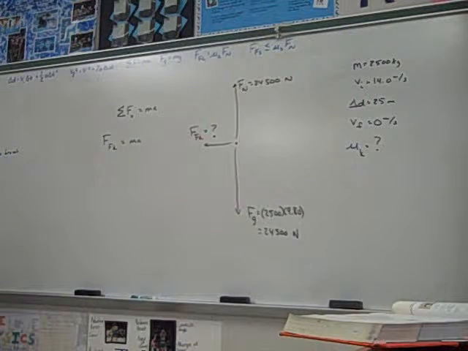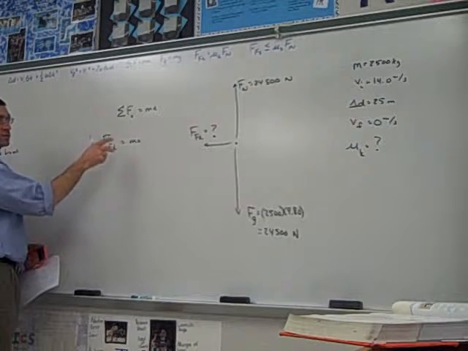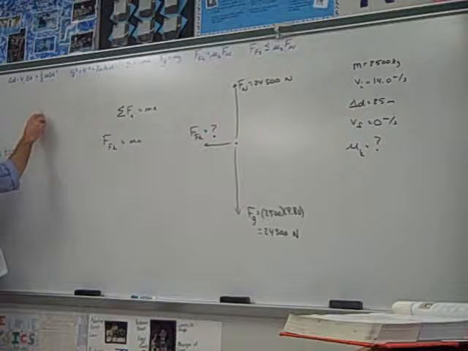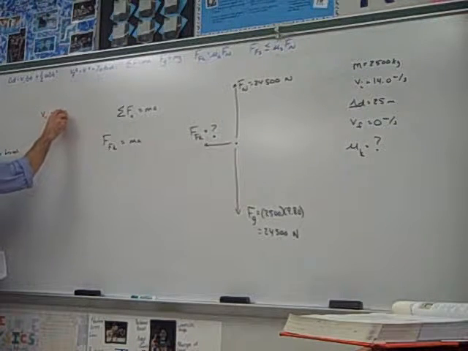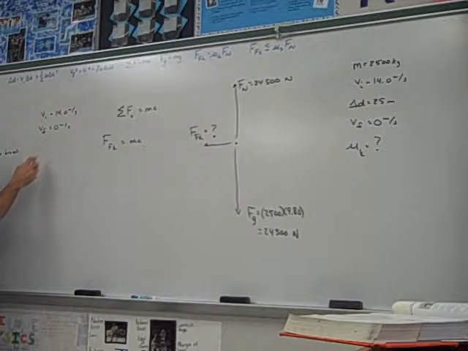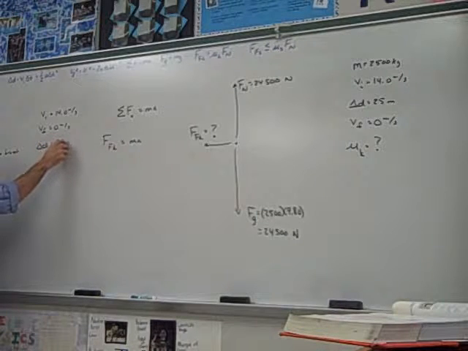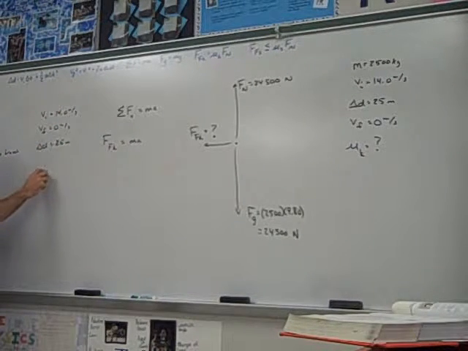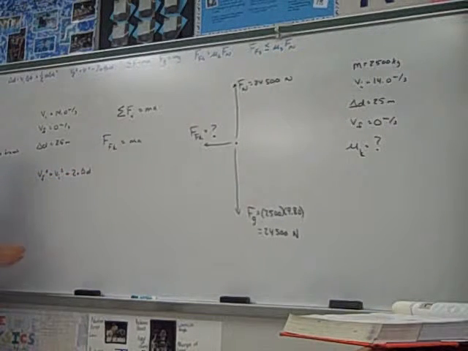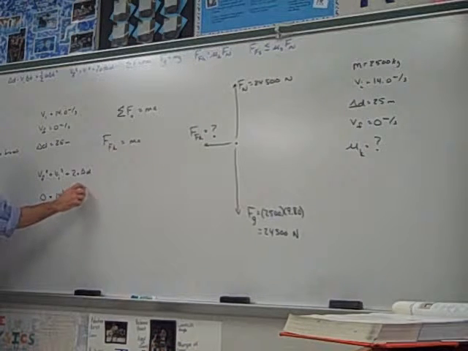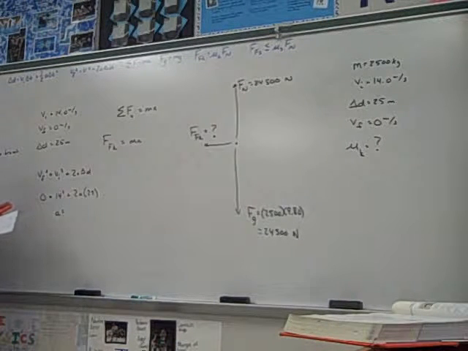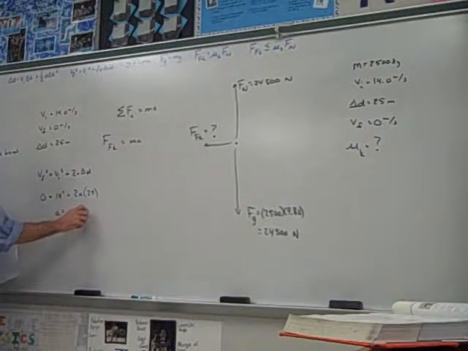Now the question is, are we able to get a in order to get friction so we can calculate mu k? And we have our velocities and our displacement. So 14 meters per second to 0 through a distance of 25 meters. So that means we can use our third kinematics equation and rearrange it for a. So we'll do 0 equals 14 squared plus 2a times 25. So we get an acceleration for this of negative 3.92 meters per second squared.